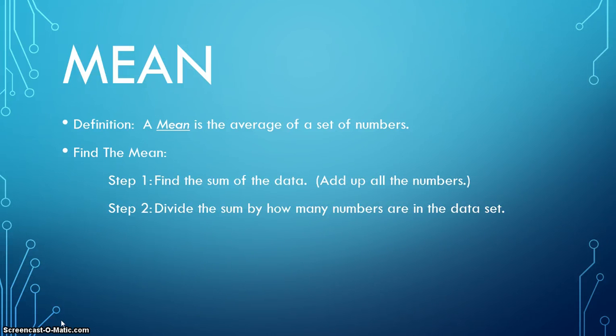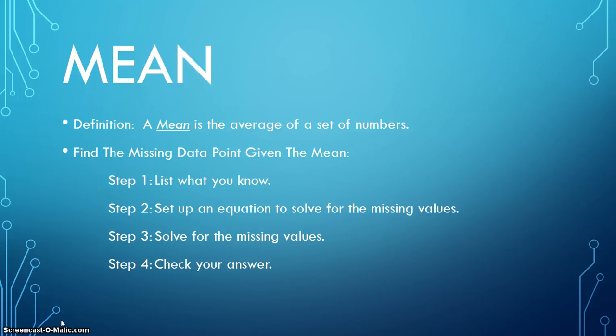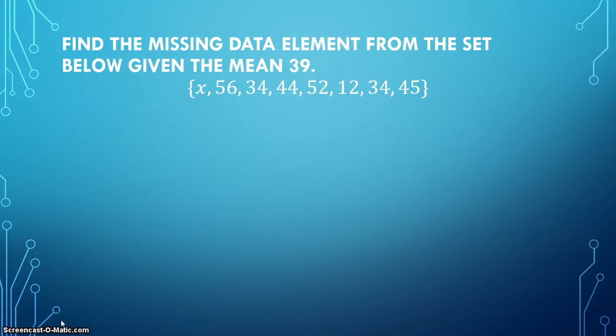Alright, now what we are going to be talking about today is finding the missing data point given the mean. And how we do that is by following four steps. 1. List what you know. 2. Set up an equation to solve for the missing value. 3. Solve for the missing value. And 4. Check your answer. So I repeat: list what you know, set up an equation to solve for the missing value, solve for the missing value, and check your answer.